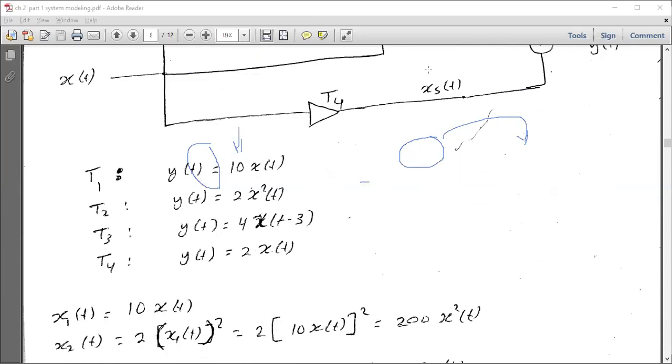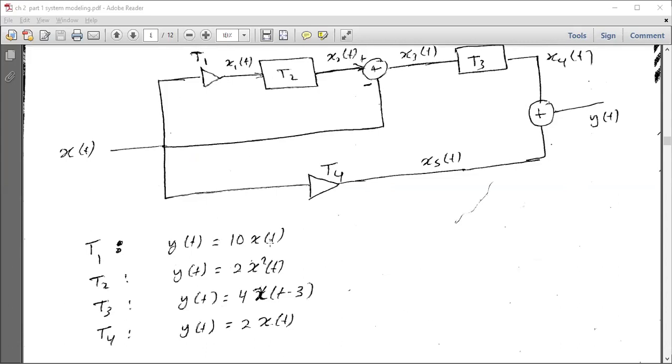So I tell you here about the system: T1 is just a scaling. That is, the output y of t multiplies the input by 10, value 10. System 2 multiplies by 2 and takes the square of its input. T3 is y of t equals 4 and here a delay. It does a delay by 3. This is a squarer. Okay, and this is a scale. Take the scale. And this does the same scale.